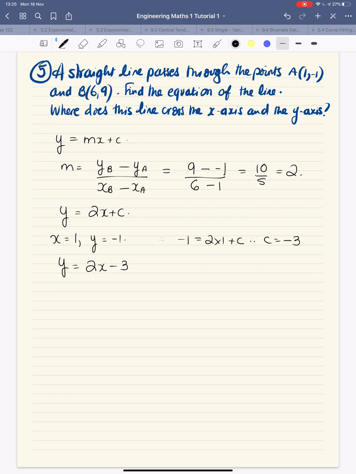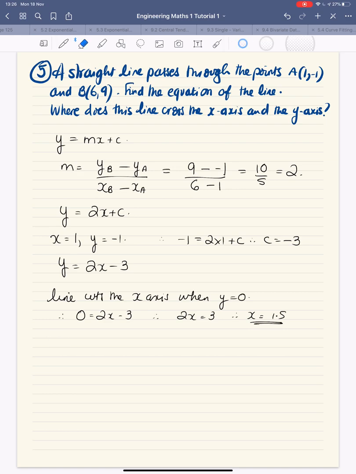Check with the b coordinates, which are x is 6, y is 9. So 2 times 6 is 12, minus 3 is 9. That one works. So the line cuts the x-axis when y is 0. So therefore naught is 2x minus 3. Therefore 2x is 3. Therefore x is 1.5.